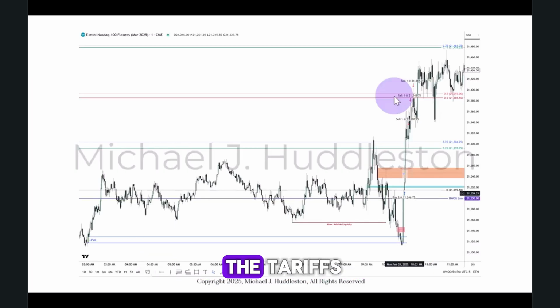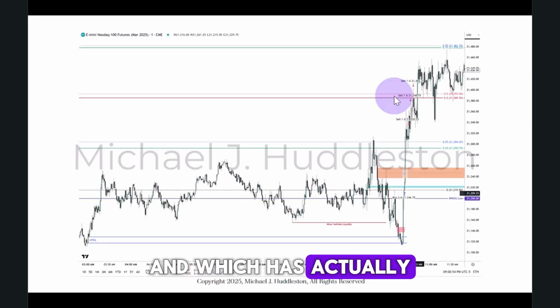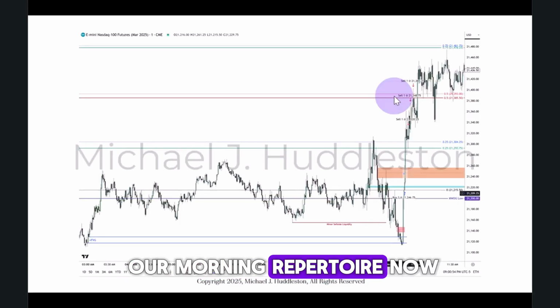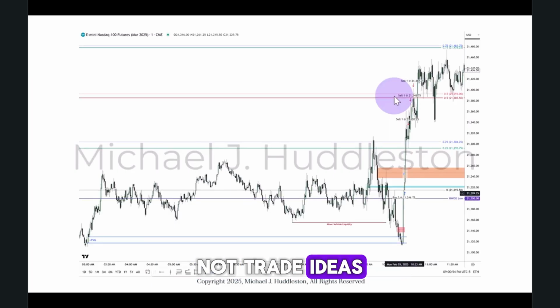And it's because of the tariffs and all of the trade wars that are about to take place, and which have actually officially begun. So I will look at forex tomorrow. That'll be part of our morning repertoire now, and I'll give you very simple little scalping ideas for the draws on liquidity. Not trade ideas, but the tape read and look for the next draw on liquidity.